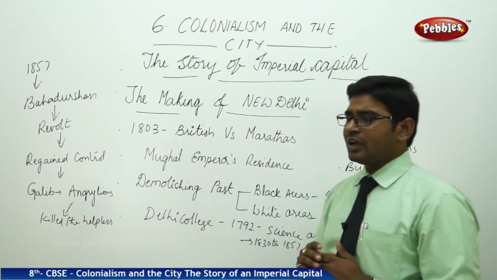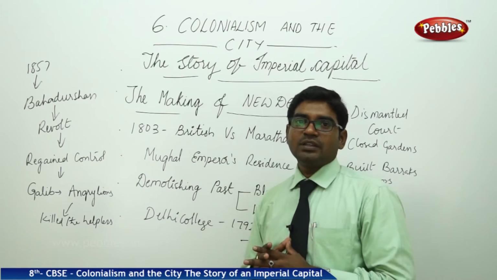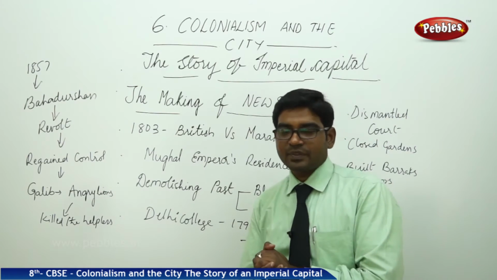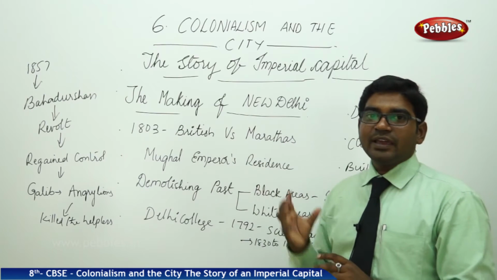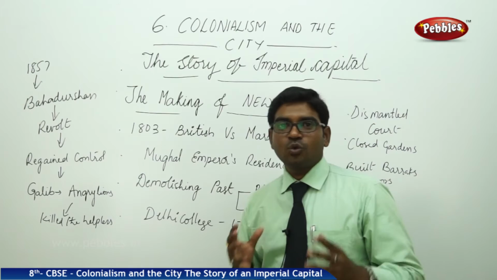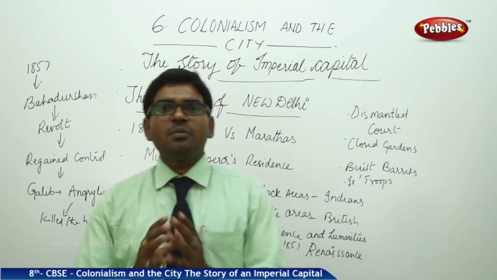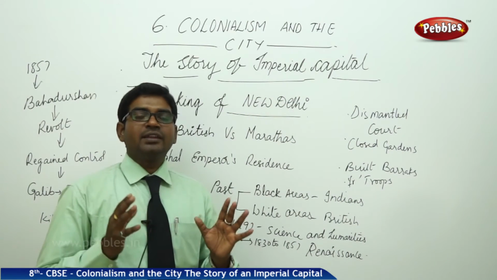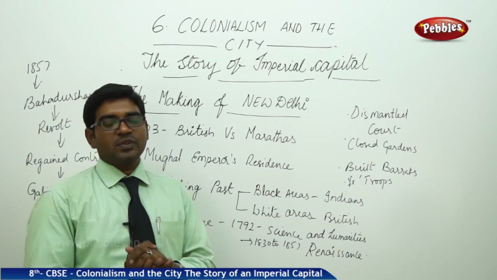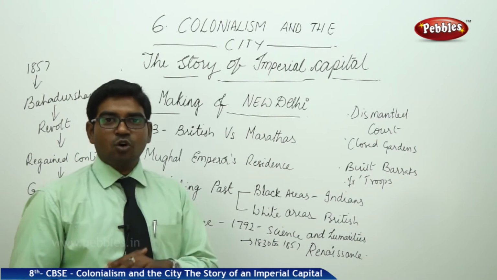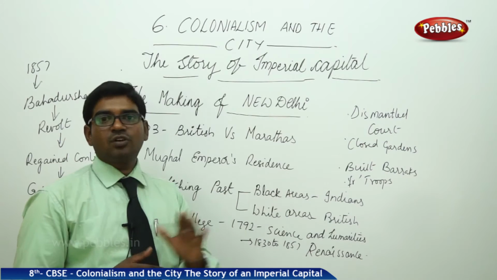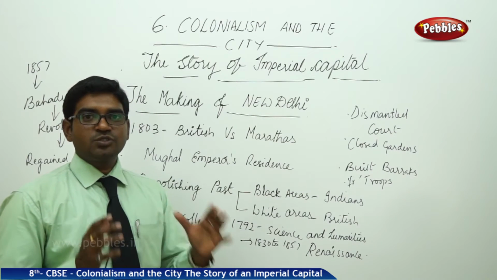Ghalib, a famous poet, describes how the Britishers attacked the people in Delhi. They were like angry lions who attacked and killed the helpless, ruined them, destroyed them, poured them out of the city through the walls, and created barracks for their soldiers to live there. They dismantled the court, they closed the gardens, they built barracks for their troops to station there.